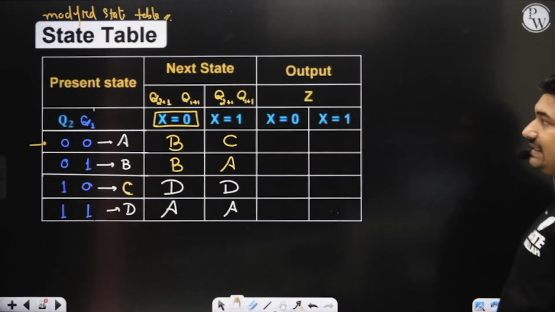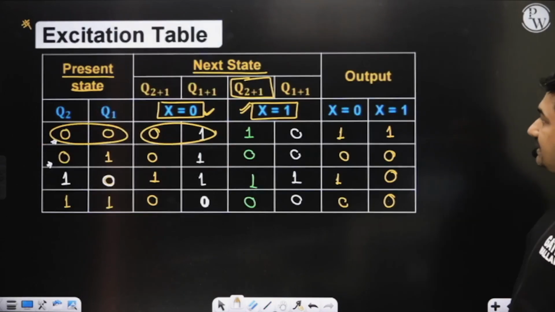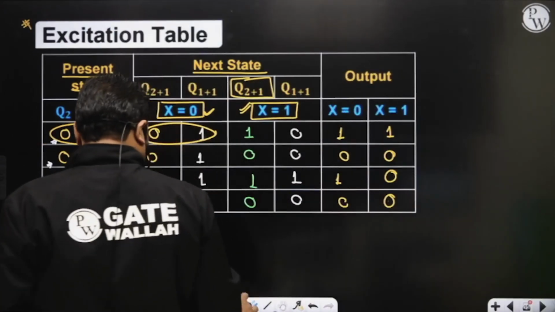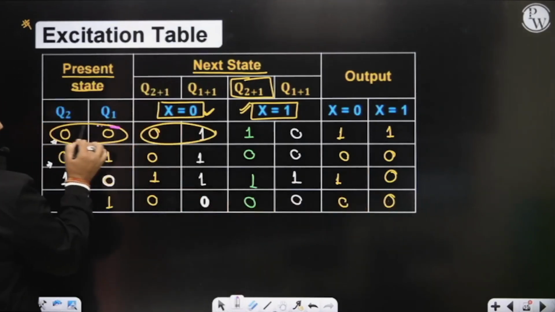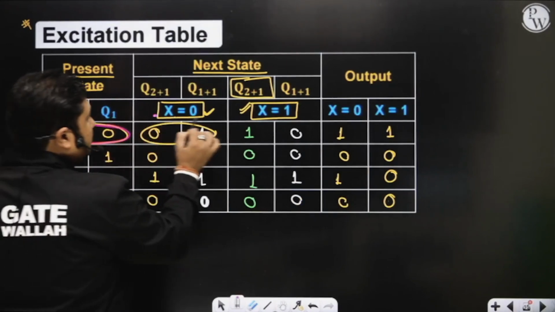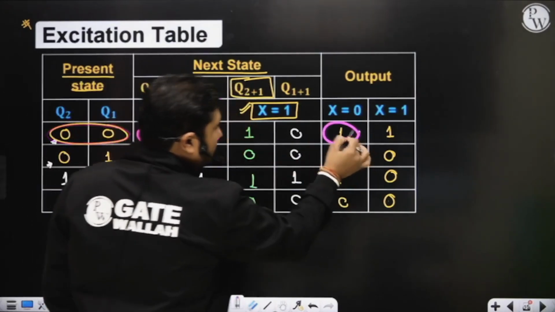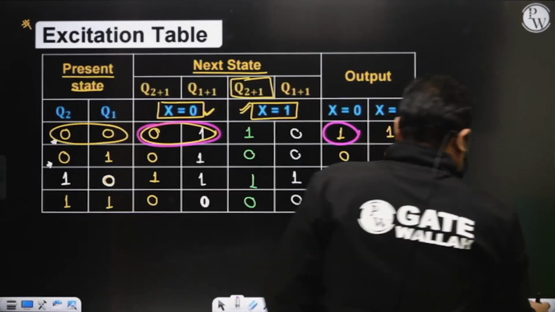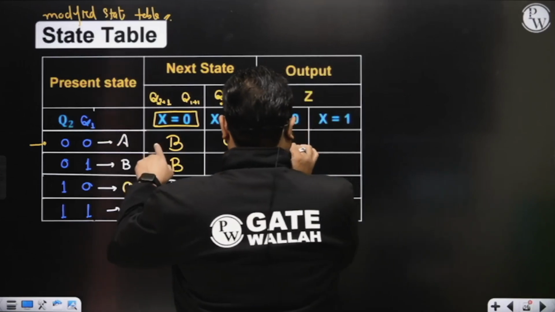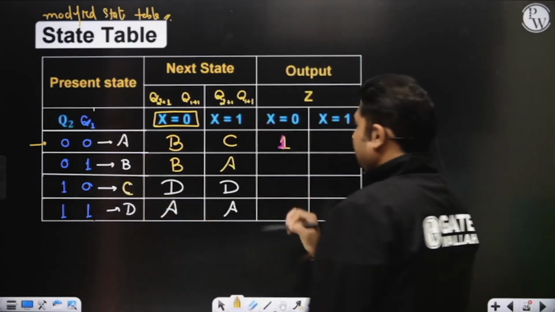With the present state 0 and present input x equal to 0, it means A. With x equal to 0, the next state is B and output 1. Hoping you are able to understand this.